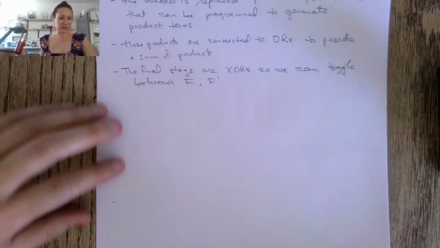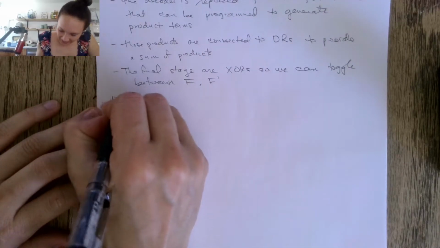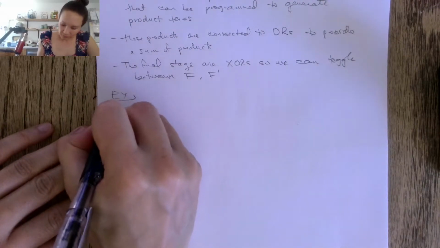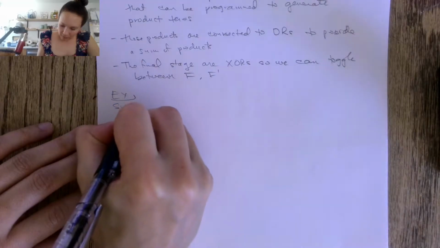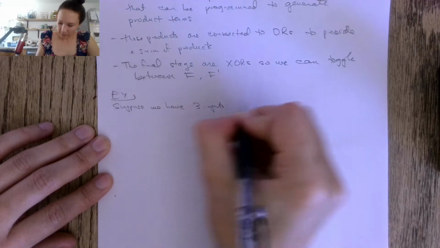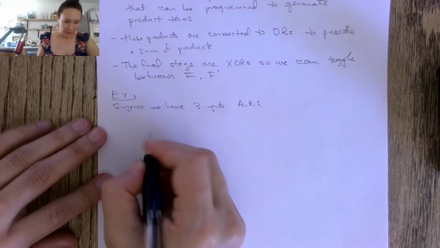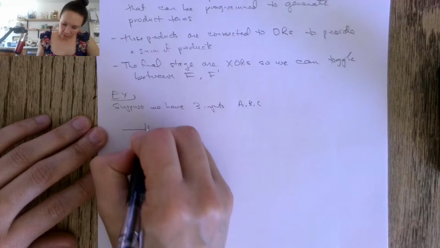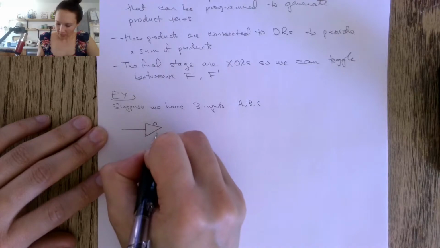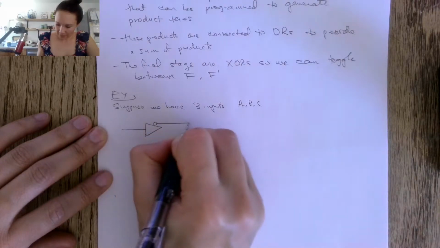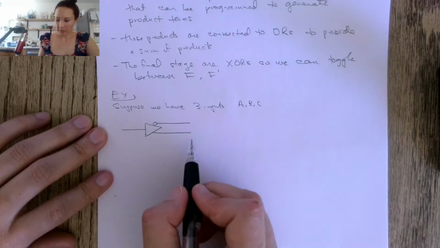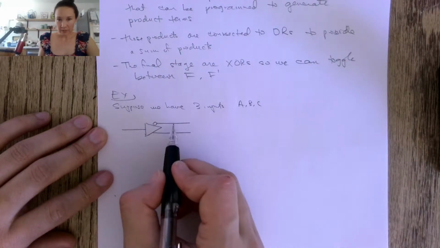Let me show you a picture so it's a little bit easier to understand. So here's an example of what a PLA looks like. Suppose we have three inputs, A, B, and C. There's this cool little buffer/inverter gate that we can use, and basically we've got two outputs, one on top and one on the bottom, and the one with a bubble is the inverted output.